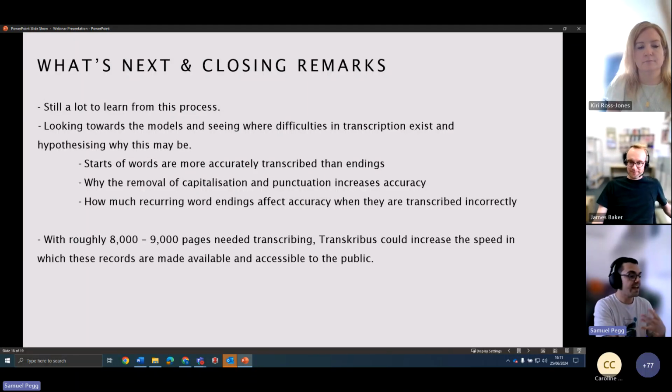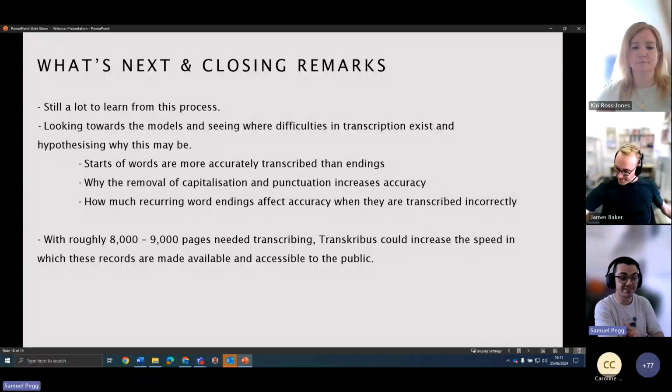So with roughly 8,000 to 9,000 pages needed transcribing, Transcribus could increase the speed in which these records are made available and accessible to the public. The key point is being accessible. It's very easy to make these records available, but without that transcription, it still very much limits who can interact with these documents.